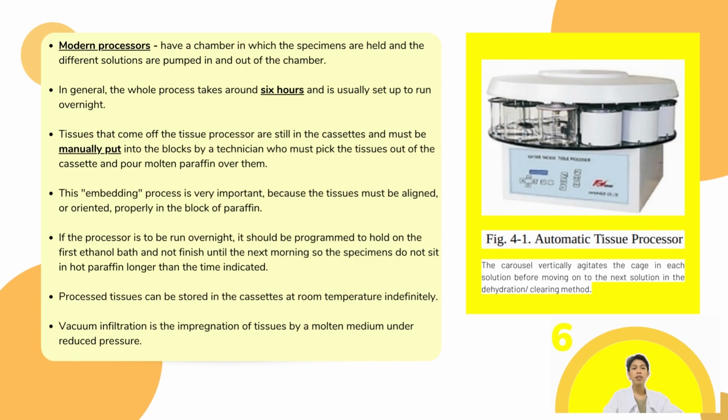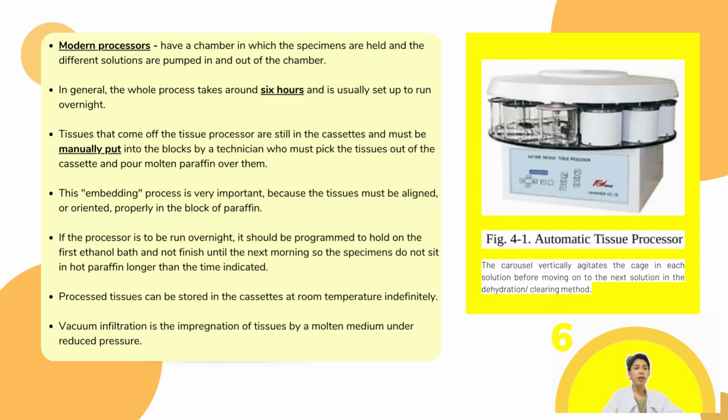If the processor is to be run overnight, it should be programmed to hold onto the first ethanol step and not finish until the next morning, so that the specimens do not sit in hot paraffin longer than the time indicated. So in this process, we need to be careful and mindful of the time, because it cannot be exceeded, as with most processes in tissue processing. Processed tissues can be stored in the cassettes at room temperature indefinitely. Vacuum infiltration is the impregnation of tissues by molten medium under reduced pressure.